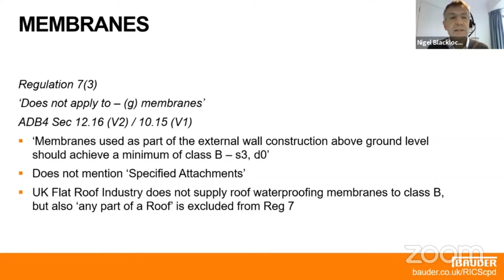So we come first to one of the issues we've come across in interpretation of Approved Document B. Regulation 7 states that you can exclude membranes. Yet it's commonly thrown at me that, yes, but in the approved document, it says that membranes used as part of an external wall above ground level should achieve a minimum of class B. But if you read that sentence very carefully, it doesn't mention specified attachments anywhere. It quite specifically says external wall. And so specified attachments are not included in this. So it means a specified attachment could have a membrane on it with a reaction to fire worse than B. And as I've just demonstrated in the previous slide, that's typically going to be E.